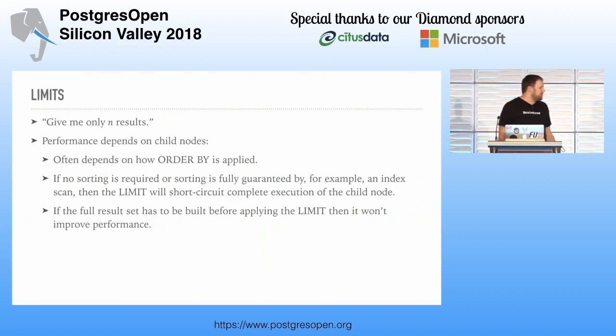We often only care about a certain number of results. And so we have LIMIT. The performance of LIMIT depends on the nodes that feed the limit. And usually, the biggest driver of that is how you apply an ORDER BY clause. If no sorting is required or sorting is fully guaranteed by an index scan, for example, then LIMIT can short circuit complete execution of gathering all those things and return early. And that's really nice. But if the full result set has to be built before applying the LIMIT clause, then it won't improve performance other than the fact that you won't have to send as much data back over the wire to your client.